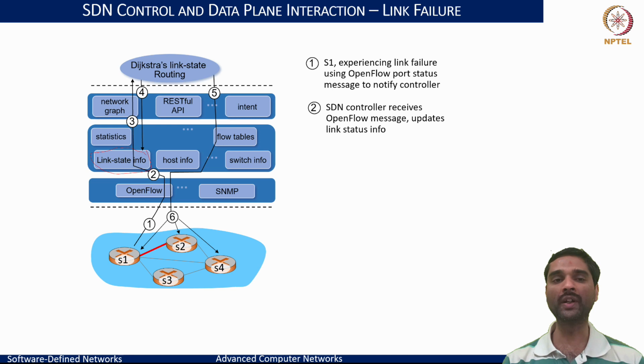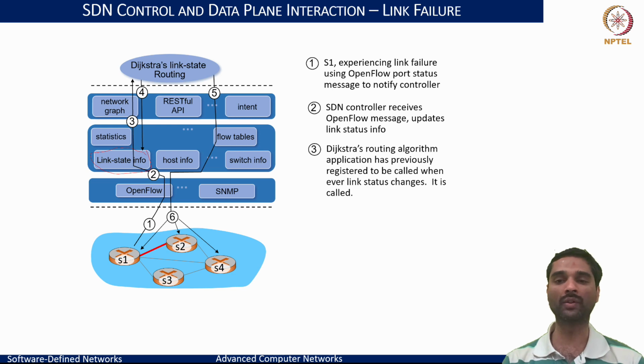Once the link state info has changed, the topology or graph characteristics of the current network have changed. On top, there is Dijkstra's link state routing algorithm, the application that depends on this link state information and would have registered to be notified of any changes. Then a notification from the link state change would be triggered to this Dijkstra's link state routing application.